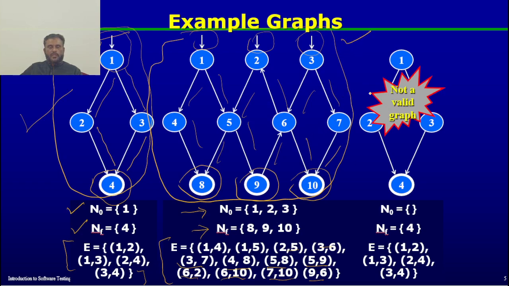And now if I look at the structure shown on the right side of the slide, here we can see that there is no initial node. We don't have an incoming arrow to any of the nodes in the graph. So in this case the set of initial nodes is empty, which does not fulfill our condition for a valid graph. Therefore this particular structure shown on the right of the slide is not a valid graph because the set of initial nodes is empty.